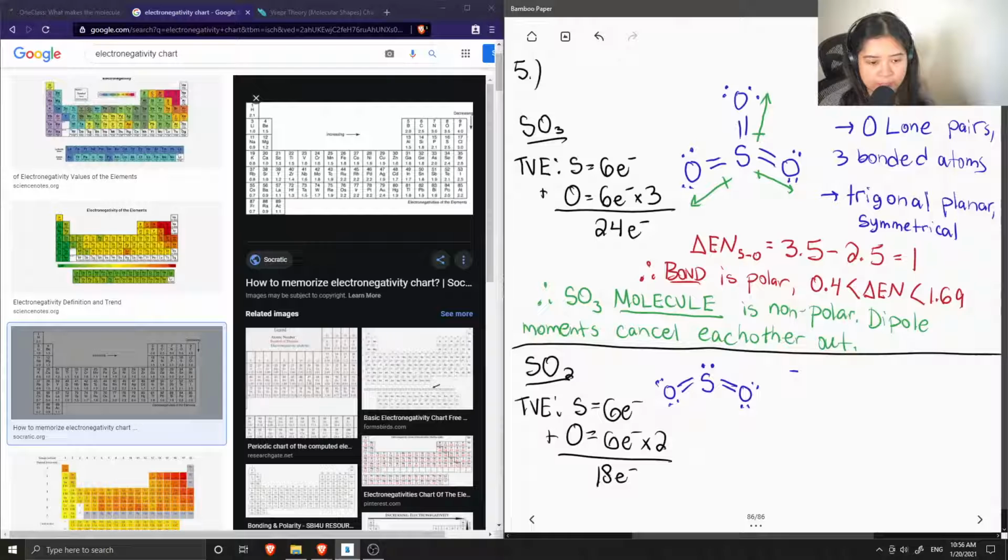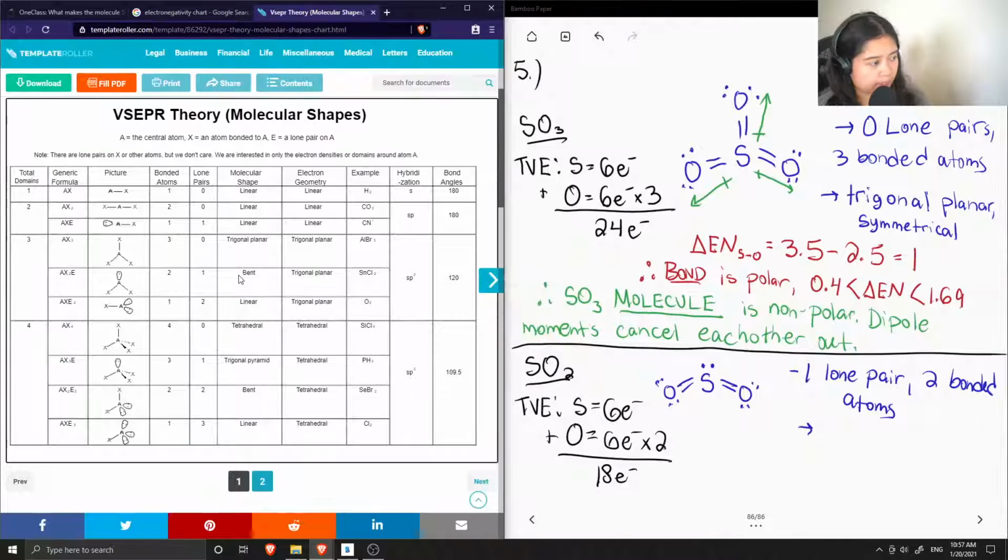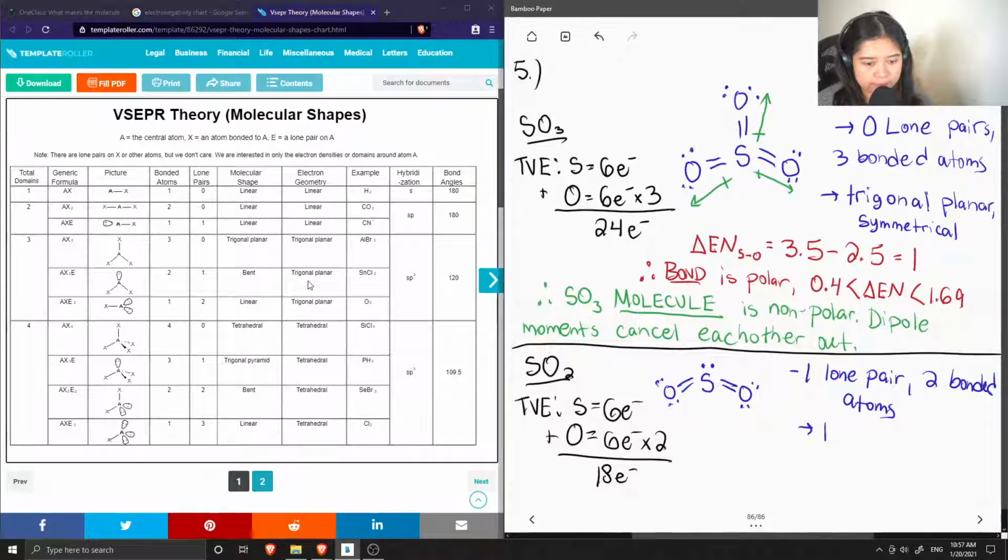So let's find out its VSEPR shape. This time our sulfur atom has 1 lone pair and 2 bonded atoms. So if we find out its VSEPR shape, this tells us that when we have 1 lone pair and 2 bonded atoms, we have a bent molecular shape. And if we were to draw the same dipole moments going towards the oxygens, since oxygen is more electronegative than sulfur, then you can see that there is a net dipole moment going towards the oxygens. So this time, they aren't cancelled out, and therefore we can say that this molecule is polar.